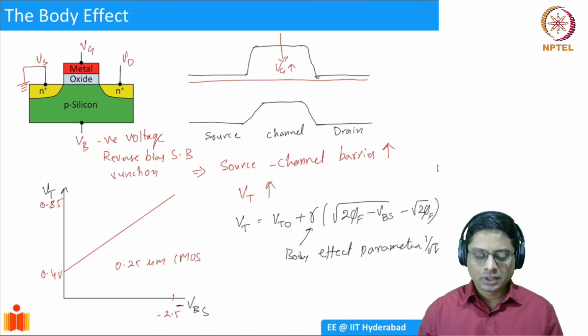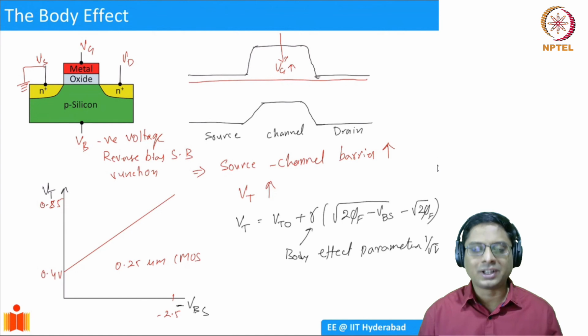Okay. So with that, I would like to stop this discussion here today. And in the next lecture, we will talk about some performance metrics, or what are the different ways of evaluating a MOSFET, and we'll go forward from there. Okay. We'll also discuss things like subthreshold slope and all that, which are very, very important.